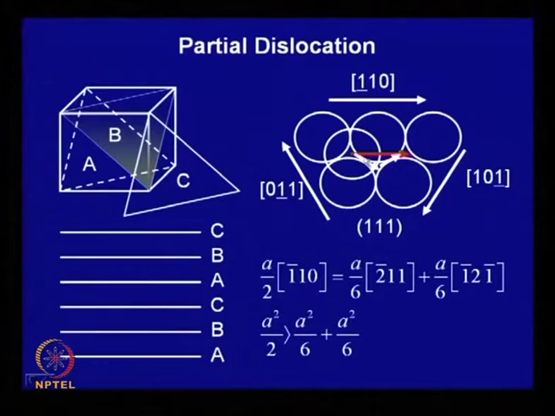Now, what happens if such a partial dislocation exists in a face centered cubic structure? In a face centered cubic structure, you can visualize that this 111 plane is a close packed plane. If we call this layer A, the next layer on top of it, you can make it by joining this. This is the second layer, we call it layer B, and the third layer passes through this corner, which is layer C. This sequence is repeated, A, B, C, A, B, C. Whereas, we recall that in a hexagonal structure, the sequence is A, B, A, B, A, B, or A, C, A, C, A, C.